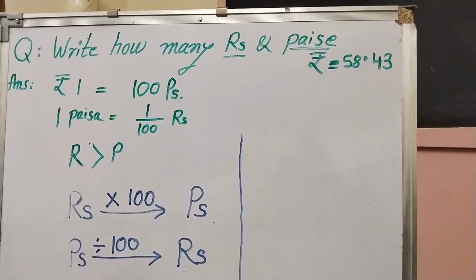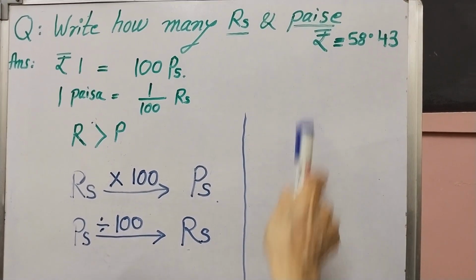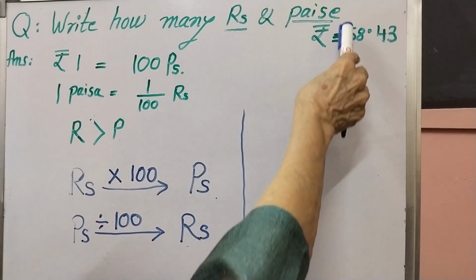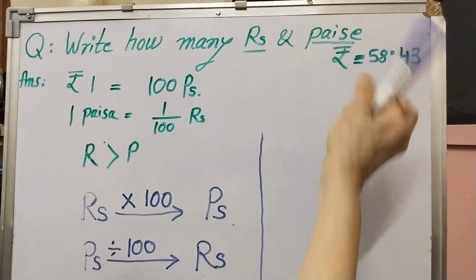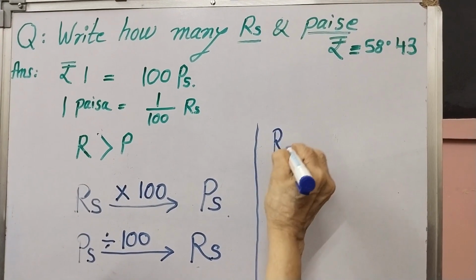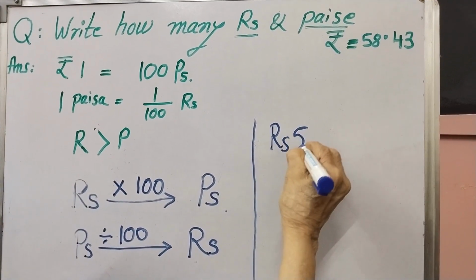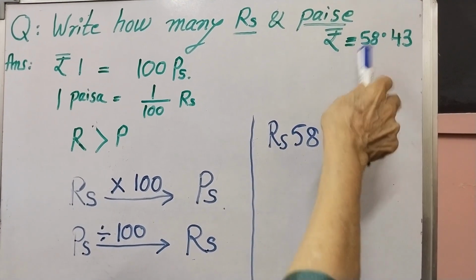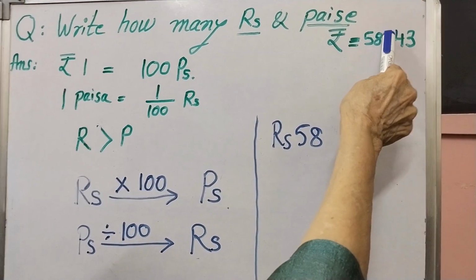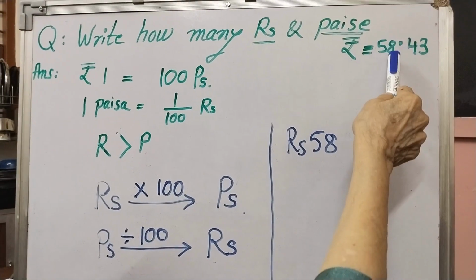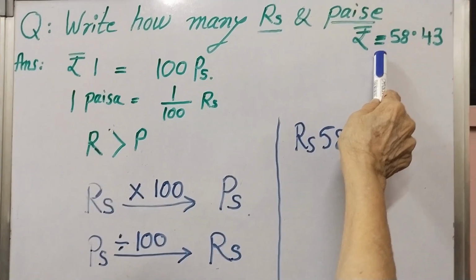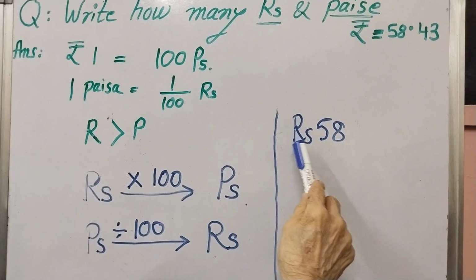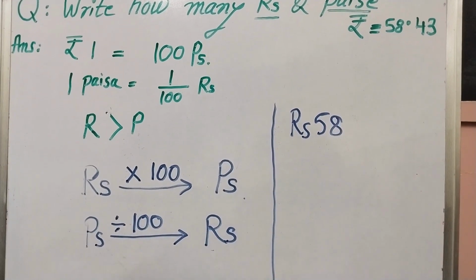So now let us come to our problem. Here 58 means whole rupees. So 58 rupees is our first answer. Whatever lies before the decimal point is the whole number, not the fractional number, and hence we write 58 under rupees.